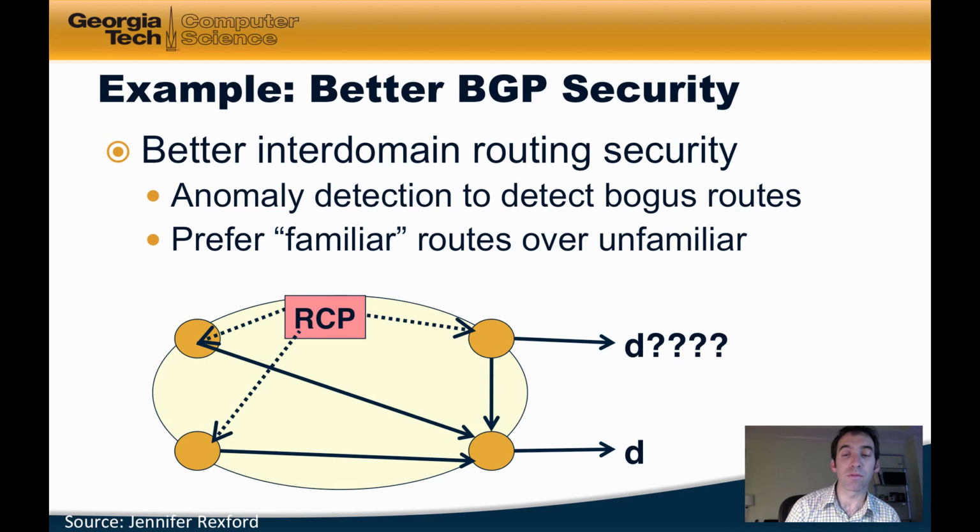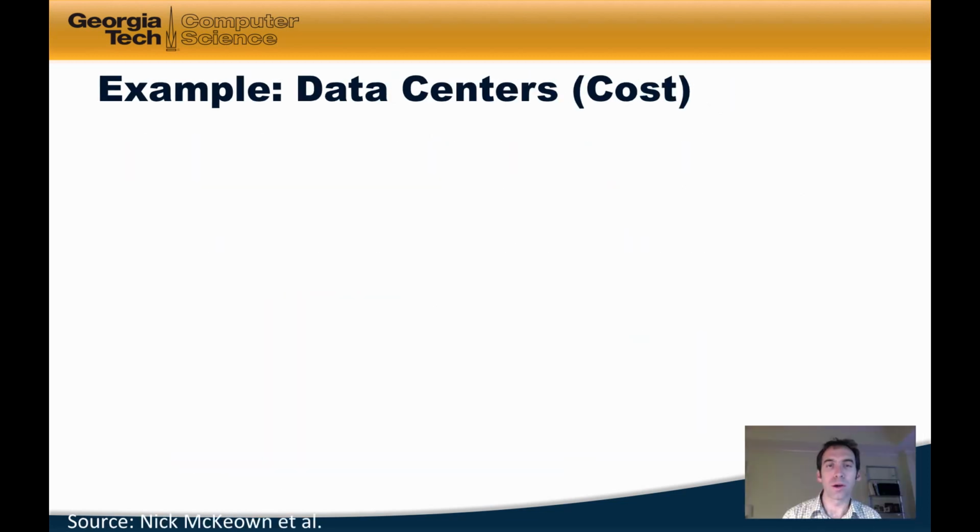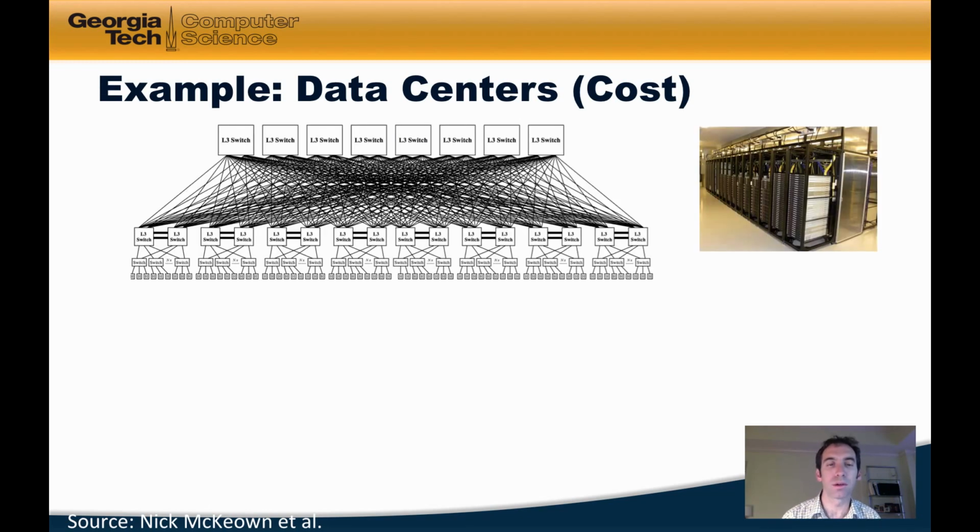By contrast, this would be very difficult to do in today's networks because there's no easy way to incorporate reputation information into the route selection process. Another area where the separation of the control and data planes can significantly benefit network operators is in data centers, and in particular, this separation can drastically reduce the cost of running a data center.